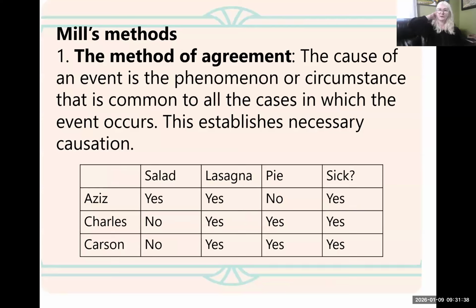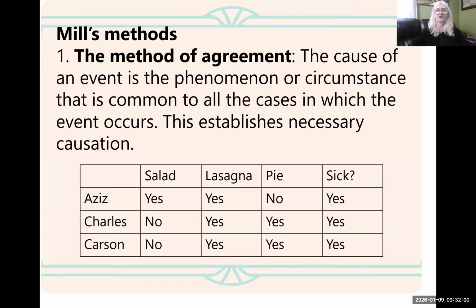So we're going to go through Mill's methods. The first method is the method of agreement. The causative event is the phenomenon or circumstance that's common to all the cases in which the event occurs. This is what establishes necessary condition or necessary causation. Without this, there would be no effect.